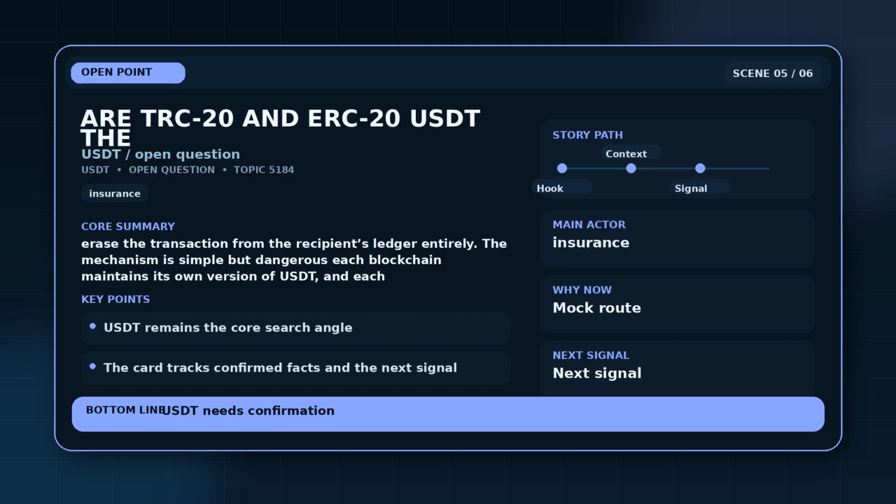The next signal to watch is whether wallet providers can improve the user interface to prevent these kinds of errors. Some wallets already flag mismatched networks.